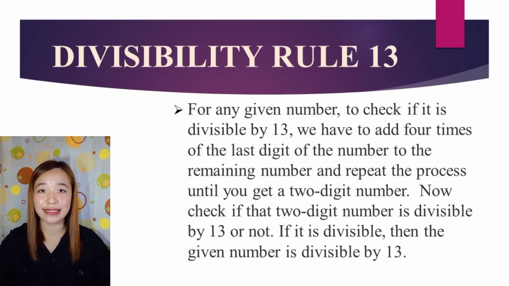And last is the divisibility rule of 13. For any given number, to check if it is divisible by 13, we have to add 4 times the last digit of the number to the remaining number, and repeat the process until we get a 2-digit number. Now, check if the 2-digit number is divisible by 13 or not. If it is divisible, then the given number is divisible by 13.